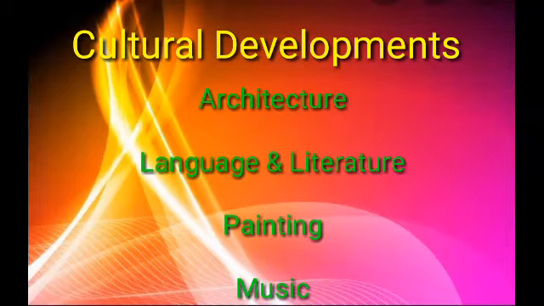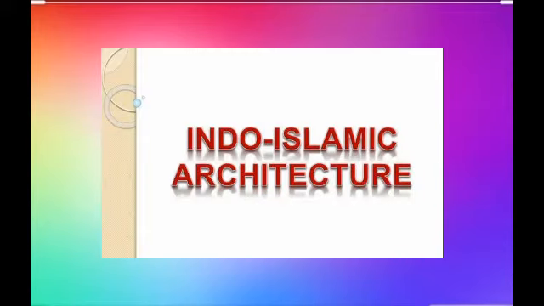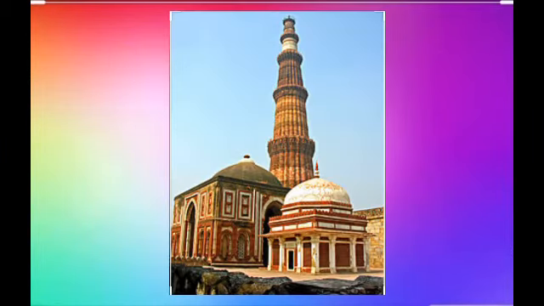Children, now let's learn about the cultural developments during the Sultanate period, which include architecture, language and literature, painting, and music. First, let us know about the architecture of the Sultanate period. The Turks and Afghans introduced new styles and techniques of architecture. When fused with the existing Indian styles, they gave birth to the new style of architecture called Indo-Islamic style of architecture. Palaces, mosques, forts and towers were constructed in this new style, children.